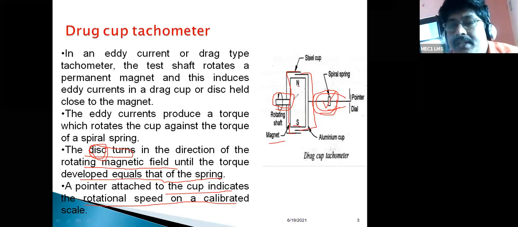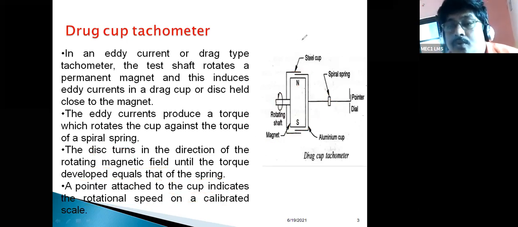This is electrical. The magnetic field produces eddy current. With the help of this current, it produces torque, which in turn rotates the drag cup. The drag cup rotates until the torque developed is equal to that of the spiral spring. Then we have to note down the reading.